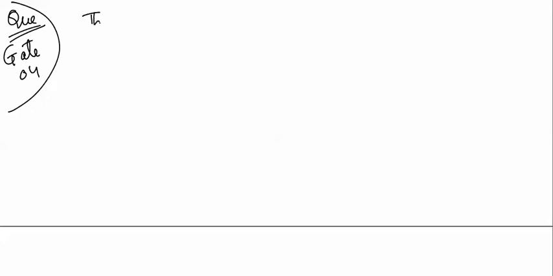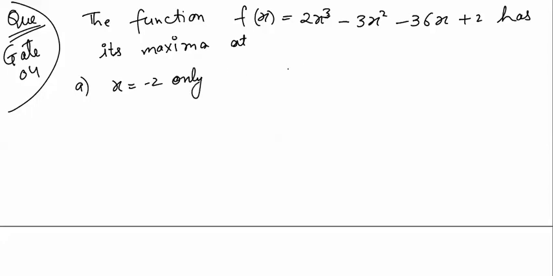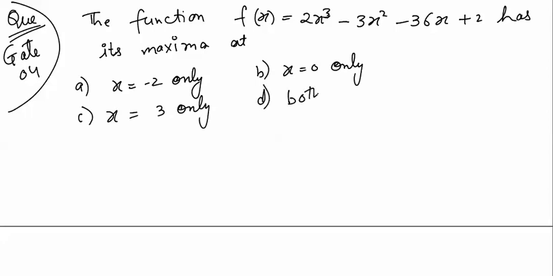The question was: the function f(x) = 2x³ - 3x² - 36x + 2 has its maxima at which of the options: x equal to -2 only, x equal to 0 only, x equal to 3 only, or both at x equal to -2 and x equal to 3. So let us start solving it.